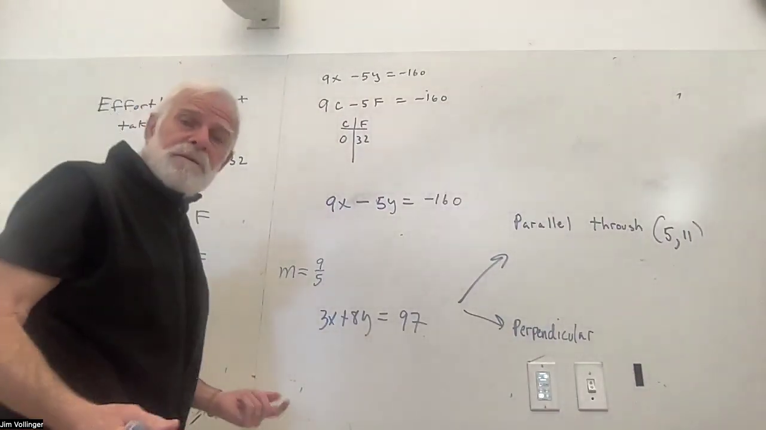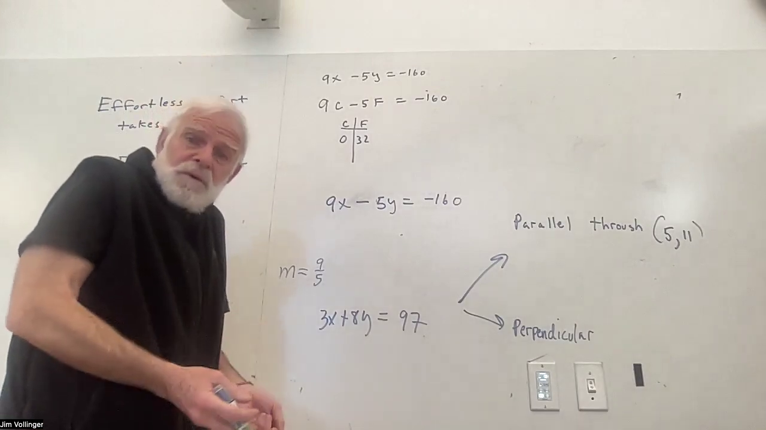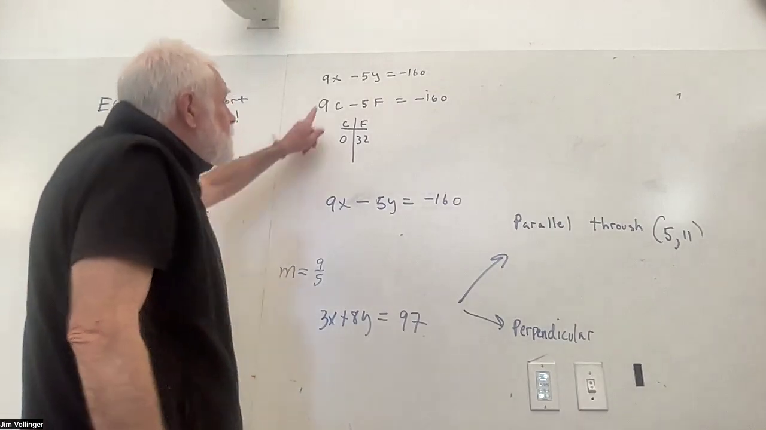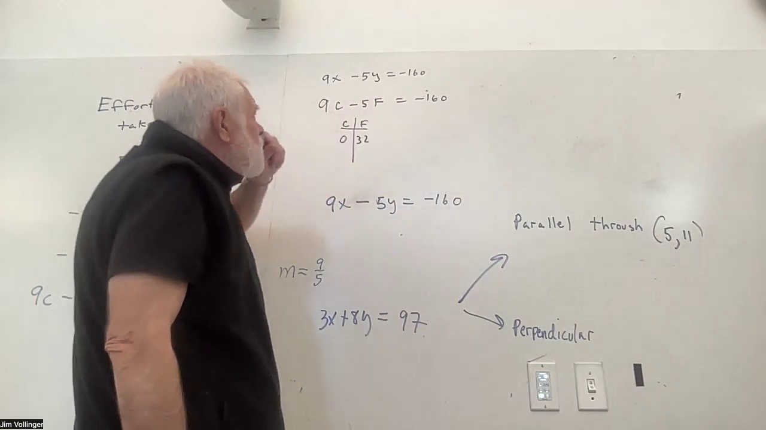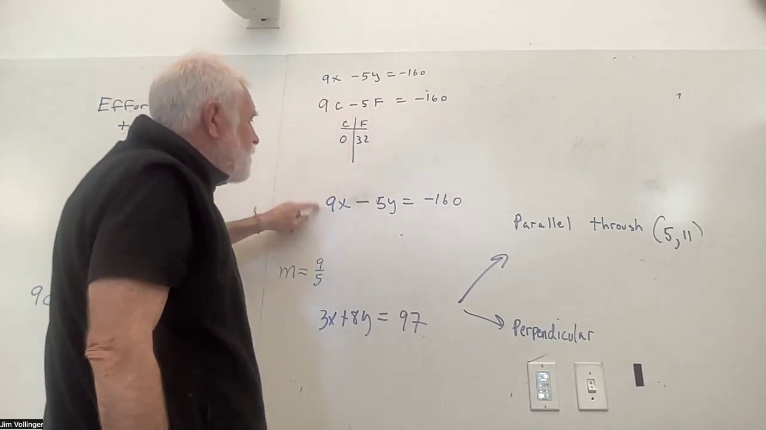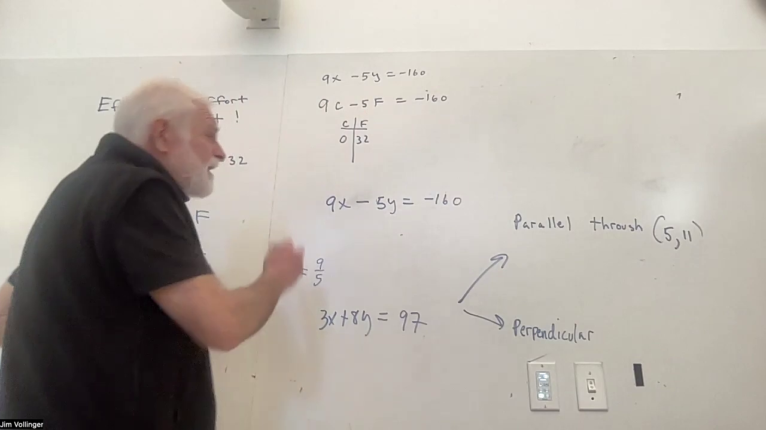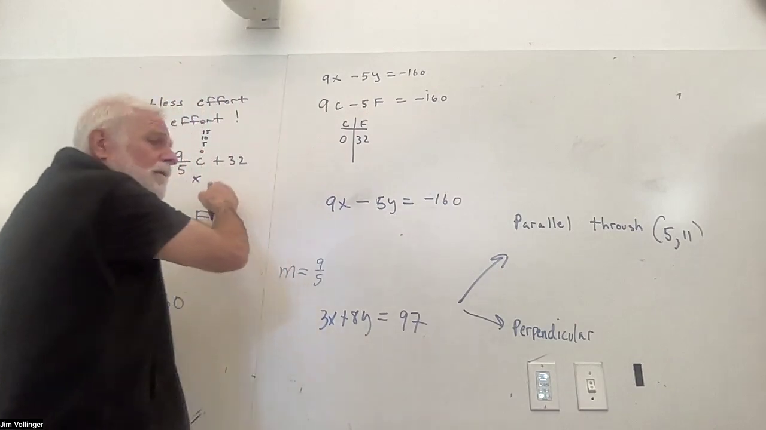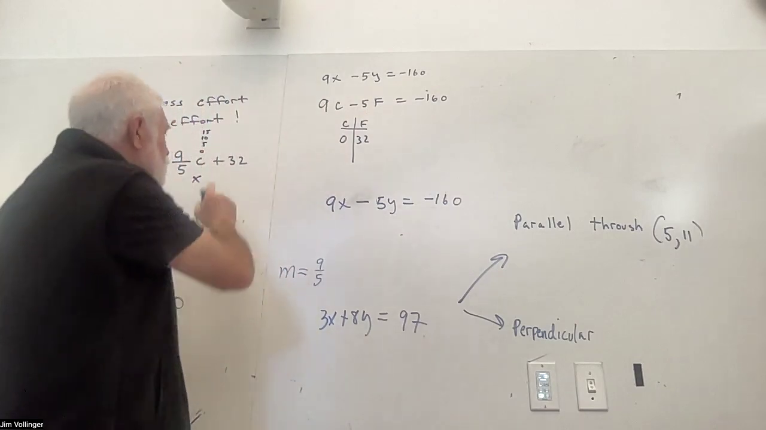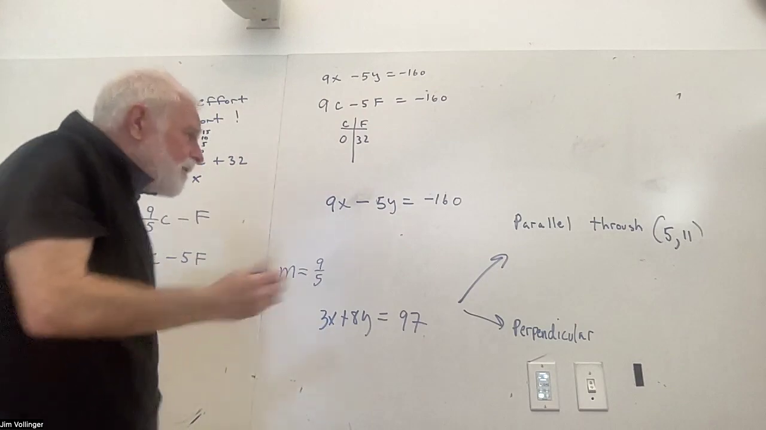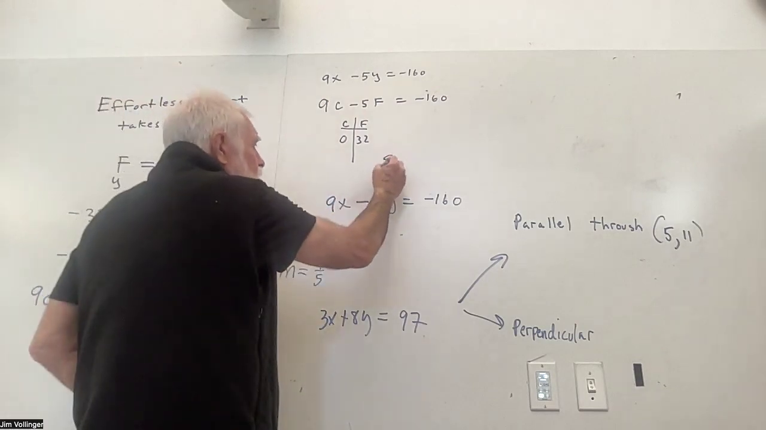Effortless effort takes effort. We're looking at something a little more deeply right now. So 9X minus 5Y equals minus 160. It's really what comes out of this. Right, and that's the same thing that we started with over here. And we know the slope over here is 9/5. We know the slope is 9/5.